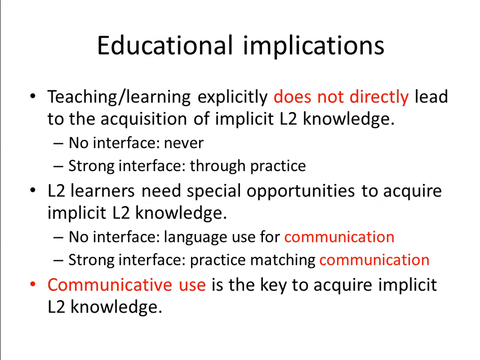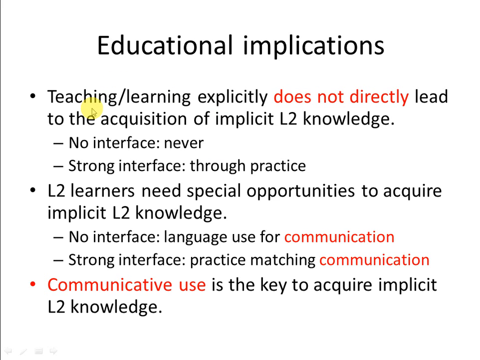And here we have some educational implications. Teaching or learning explicitly does not directly lead to the acquisition of implicit second language knowledge. Actually, this view is shared by both the no interface position and the strong interface position, because the no interface position says explicit second language knowledge will not become implicit second language knowledge. And actually, the strong interface position says explicit second language knowledge becomes implicit second language knowledge only through practice. So we have to practice using our explicit second language knowledge to make it implicit.